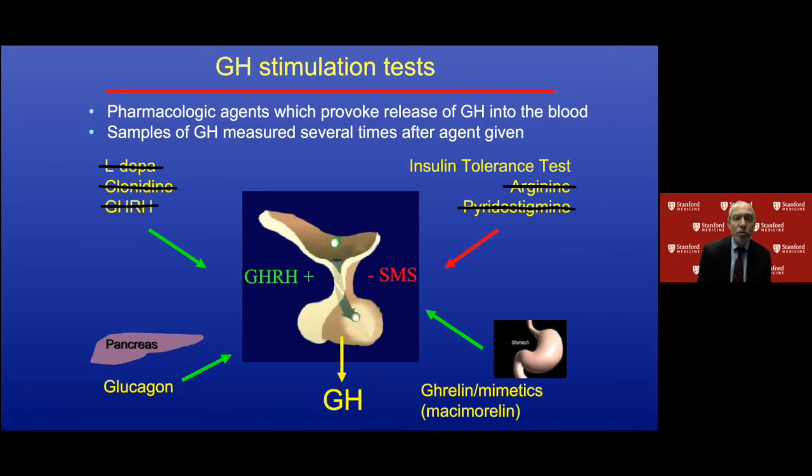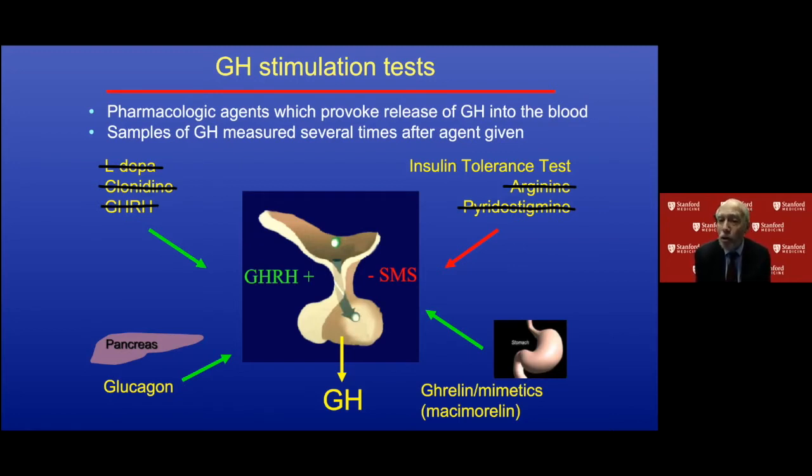We used to use a combination of growth hormone releasing hormone plus arginine. This is a very effective way of making the diagnosis. Unfortunately, growth hormone releasing hormone is no longer available in the United States, so we cannot use this as a test. And we are left with two tests that are available.